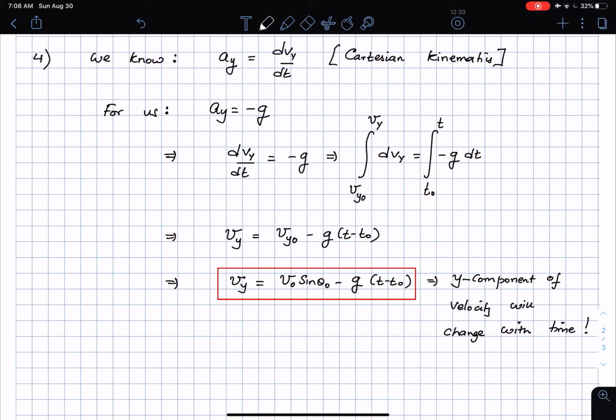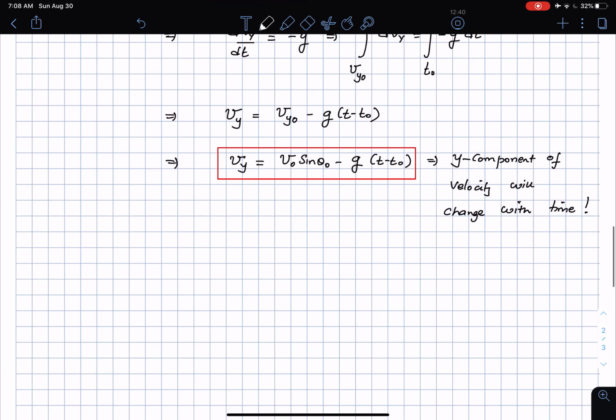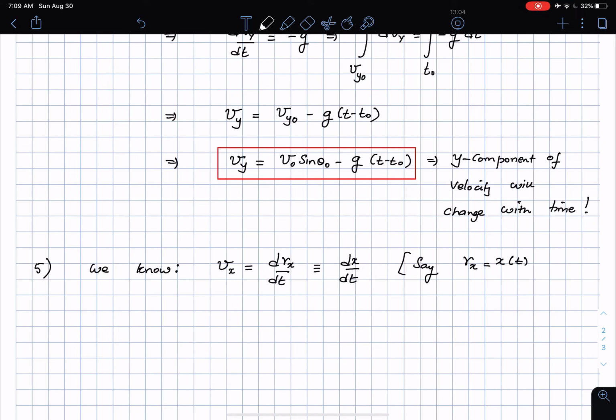Okay, so I have the x and the y components. Let me go ahead and find out how the displacements might look. Okay, so here is what I'm going to do. So my next point. So we know that Vx is equal to drx by dt, and I'm just going to call this dx by dt. Say that rx is equal to x of t. Does not make a difference to me.